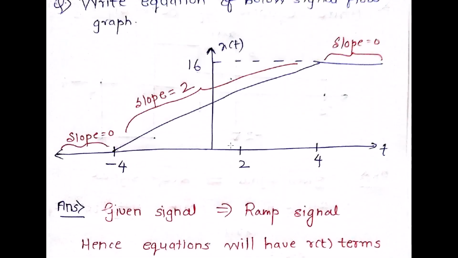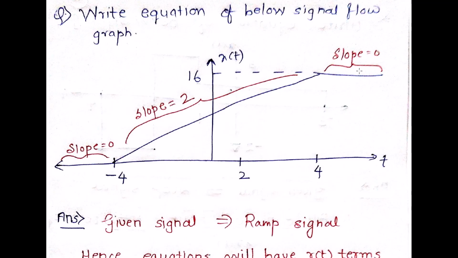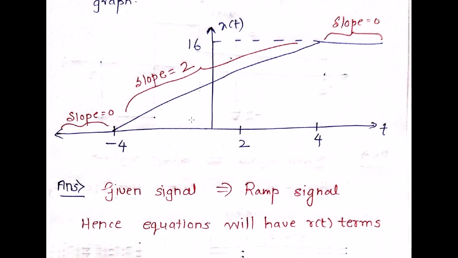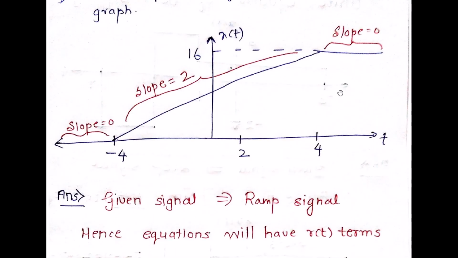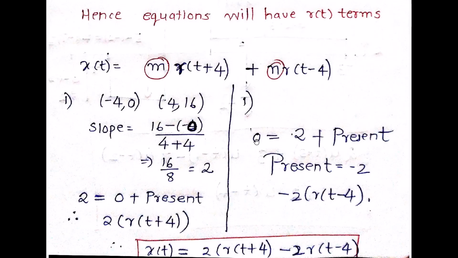Similarly, if I consider that t is equal to 4, the present slope is 0. The previous slope is 2. So the given slope, which you can see over here at r of t minus 4, is 0. So 0 is equal to the previous slope 2 plus what the present slope is contributing, which is given as minus 2. Hence here minus 2 r of t minus 4. Therefore the equation becomes 2 into r of t plus 4 minus 2 into r of t minus 4. So I hope I am very clear.